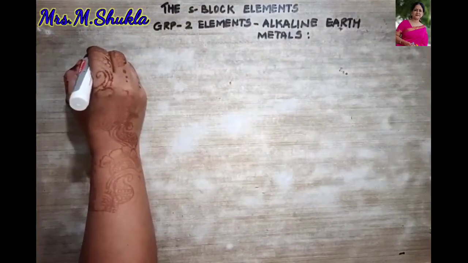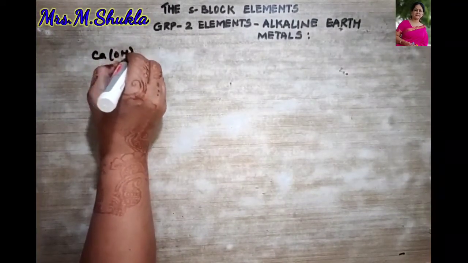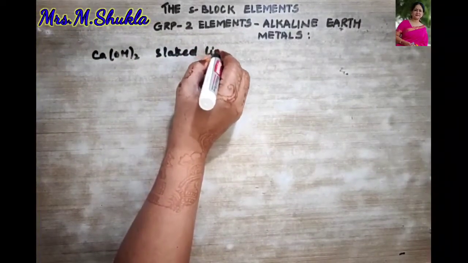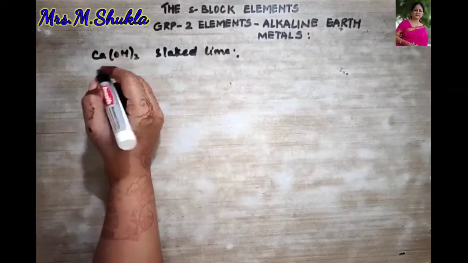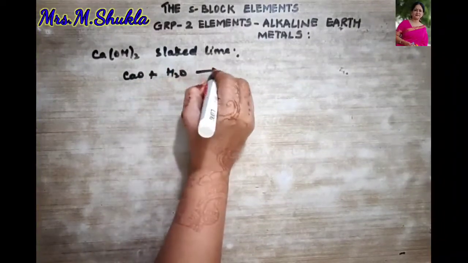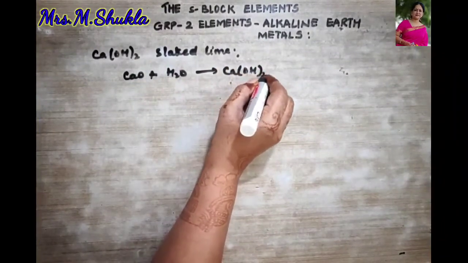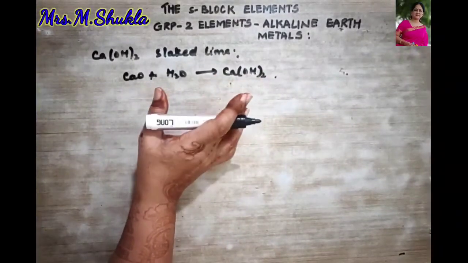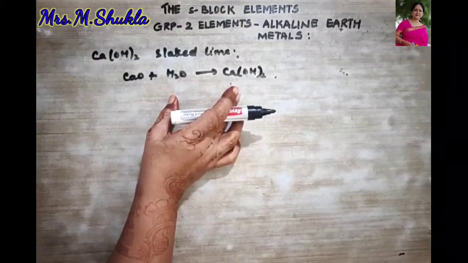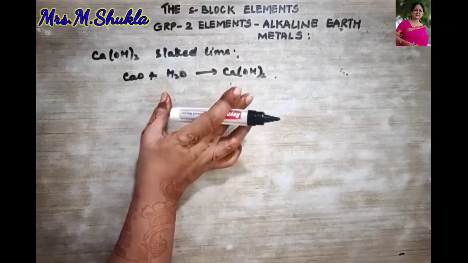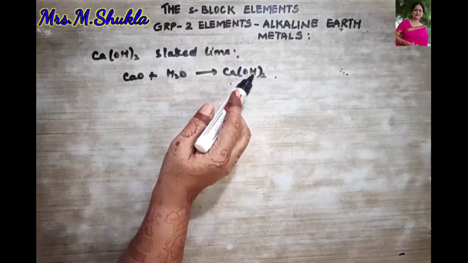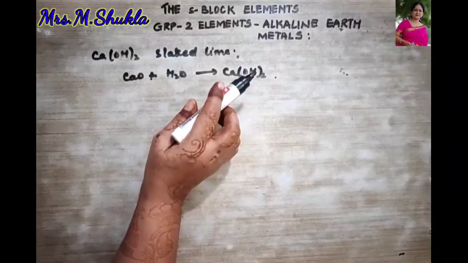This is your slaked lime, that is calcium hydroxide, which is also called slaked lime. It is prepared by treating lime with water: CaO plus H2O gives Ca(OH)2. The evolution of heat in this reaction is called slaking of lime, right? The paste of calcium hydroxide in water is called milk of lime. A clear aqueous solution of calcium hydroxide is also termed lime water.